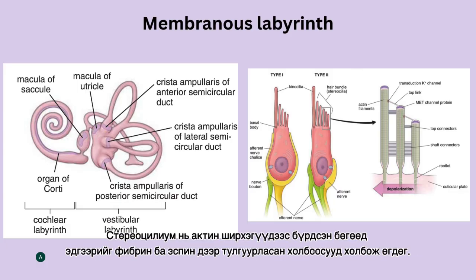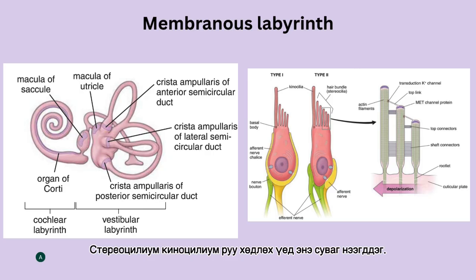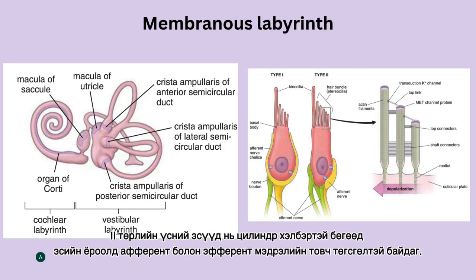The stereocilia are made out of actin filaments cross-linked by fimbrin and espin-based connectors. At the top of the stereocilia, there are mechanoelectrical transducer channel proteins. This channel is opened when the stereocilia move towards the kinocilium. This channel opens and it causes depolarization. Type 2 hair cells are cylindrical and have both afferent and efferent nerve endings, while the type 1 hair cells are flask-shaped with usually afferent nerve endings.